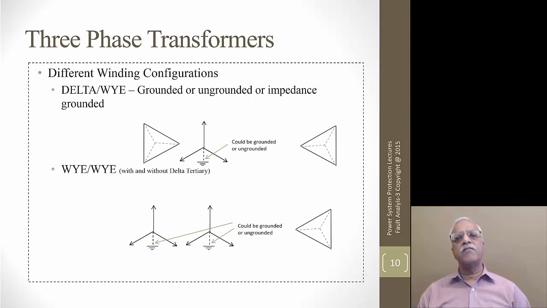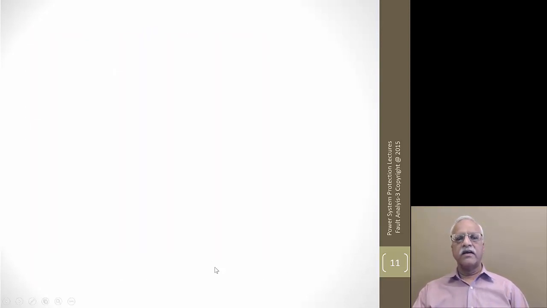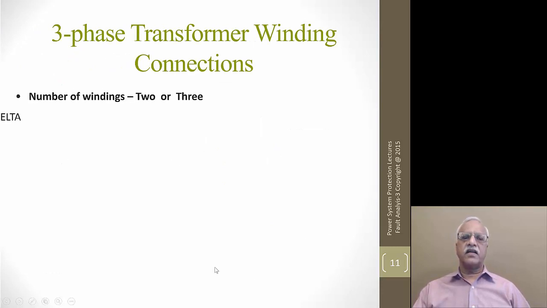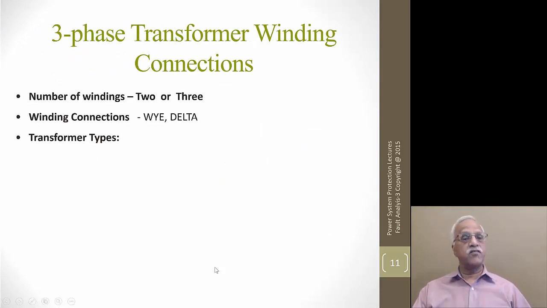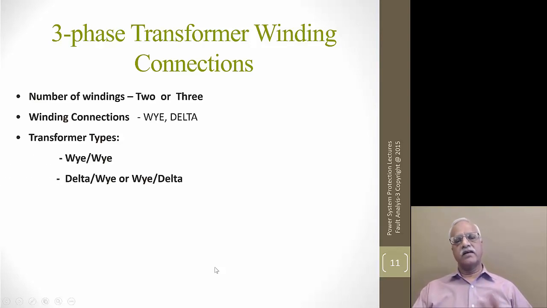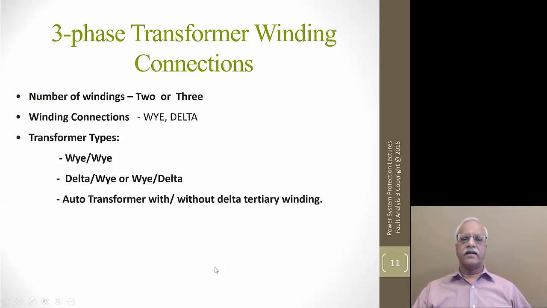Now we will look at a little more complicated one, three-phase transformers, which have delta Y, YY grounded, YY with and without delta tertiary. We can look at it. The number of windings can be two or three, Y or delta, or YY or delta Y or Y delta, where Y or delta can be the high side and delta or Y can be the low side. And then you have an auto transformer. The other complication is that it has a delta tertiary winding. It could be a buried tertiary, or they can bring out the terminals on an auto transformer, okay?